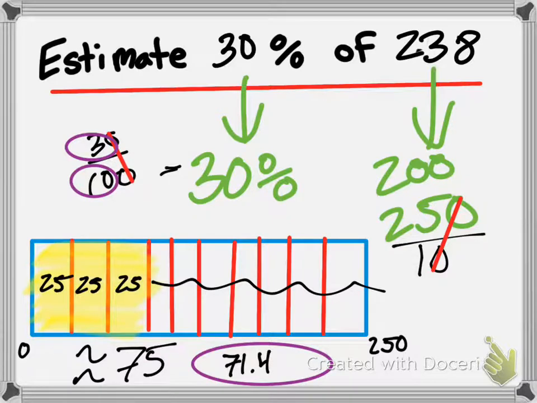71.4. So exactly. If we did it with the 200s, we would have found 200 divided by 10 gives me 20. So it would be 20, 20, 20, and I would get my answer to be approximately 60. Still, within the realms, that's my estimation answer, although the 250 was closer and better.